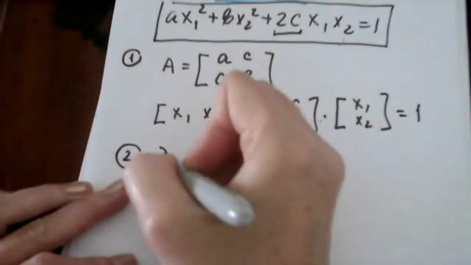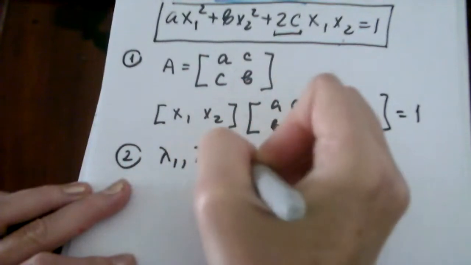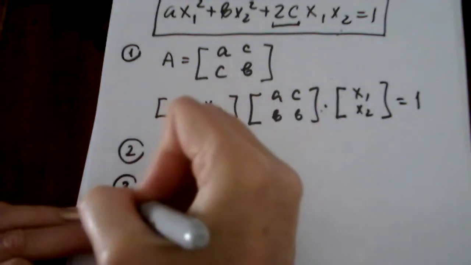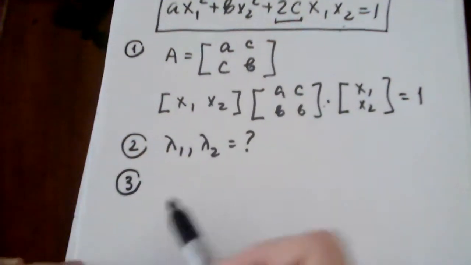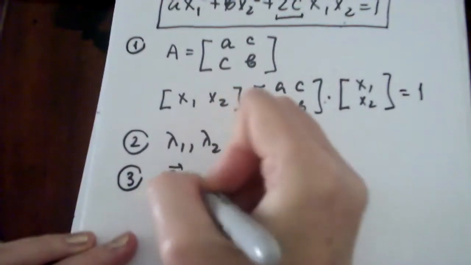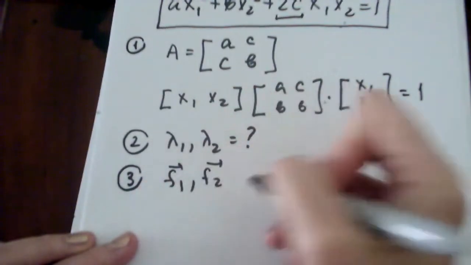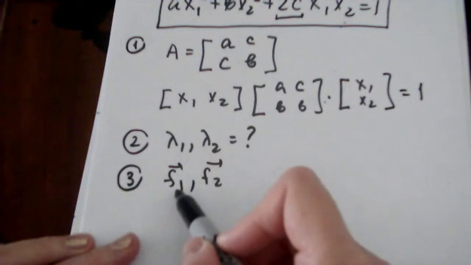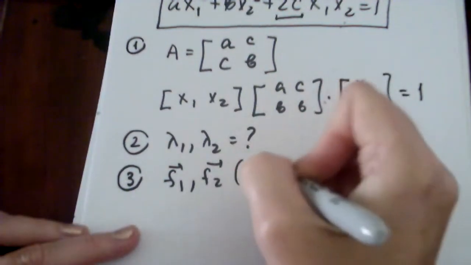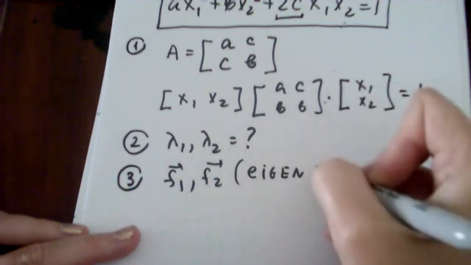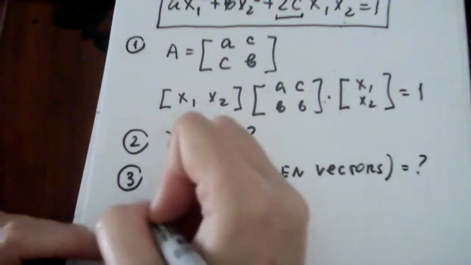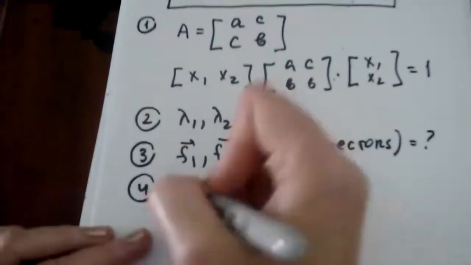The next step will be to find the eigenvalues of this matrix. We know how to do it. We've done it millions of times. Maybe not millions, but of course many times. Okay, the next step will be to find the eigenvectors, F1, F2. This time I'm denoting them by F1, F2. I'll tell you the reason later. So eigenvectors is step 3.